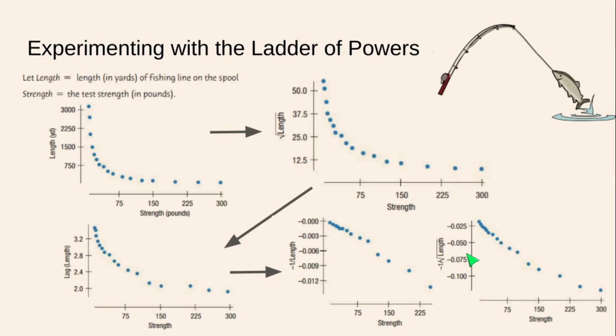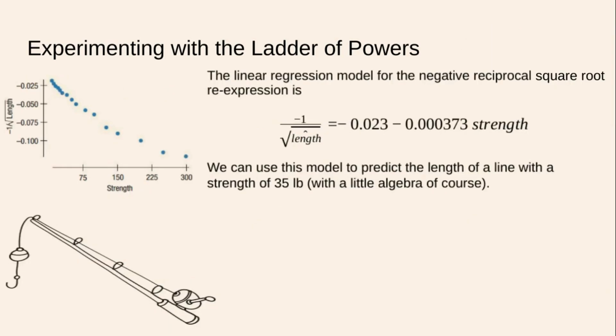Okay, so how do we use this? Well, I'm now going to be referring to the negative reciprocal square root, partially because it is algebraically the most interesting and gives you good practice. The linear regression model for the negative reciprocal square root re-expression is this guy right here. Now notice we're still predicting lengths, but our predicted length is square rooted, reciprocaled, if that's a word, and the opposite. So we're still predicting lengths, but in a messier way.